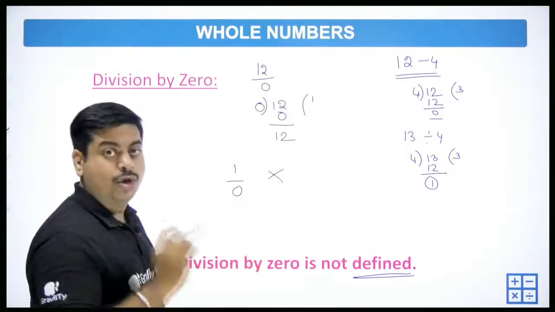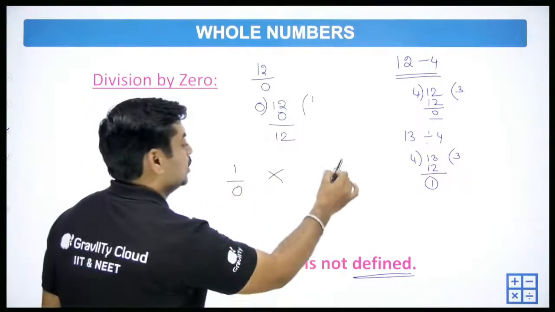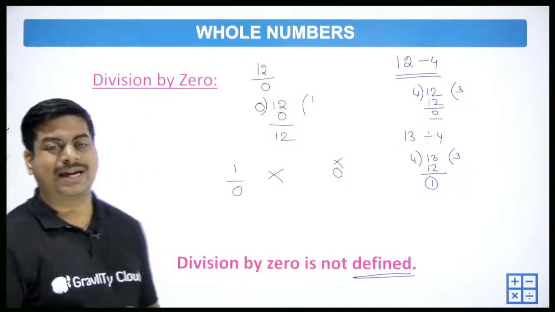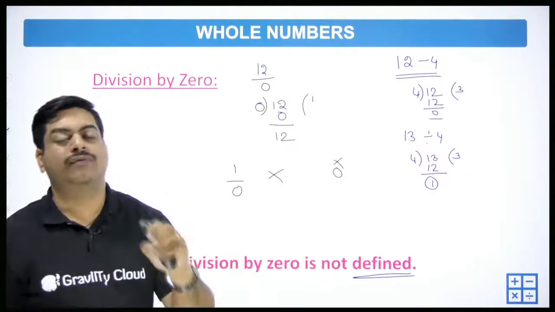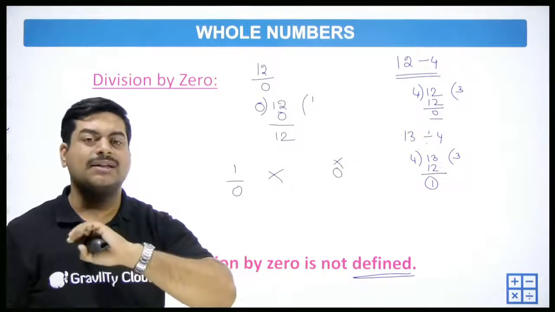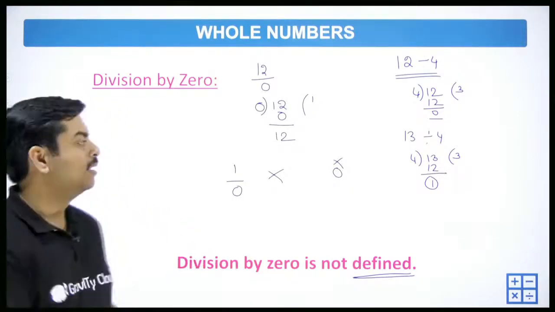You cannot tell the answer. You should not say the answer. And if you're taking the answer as 0, that's completely wrong. You need to define that as undefined. You need to write that answer as undefined. Clear? The next one.